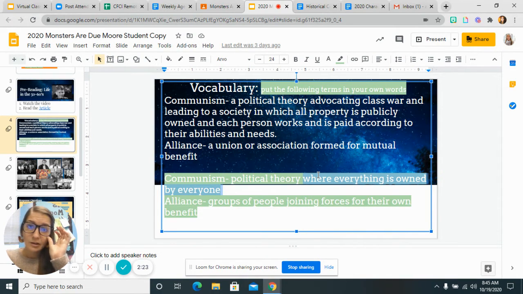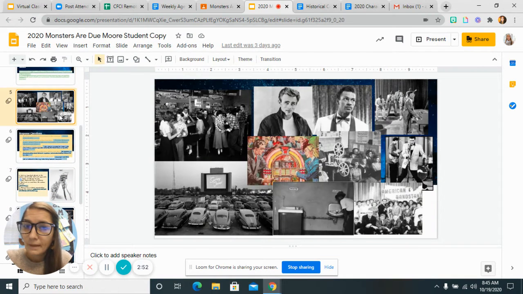They are paid according to their abilities and needs. And so alliance. We also talked about alliance in the beginning of the year when we did our vocabulary. Our longer definition is a union or association formed for mutual benefit. And so our version is groups of people joining forces for their own benefit. So just make sure that you have these two definitions copied down on your document.